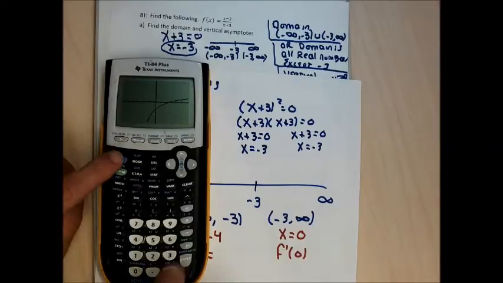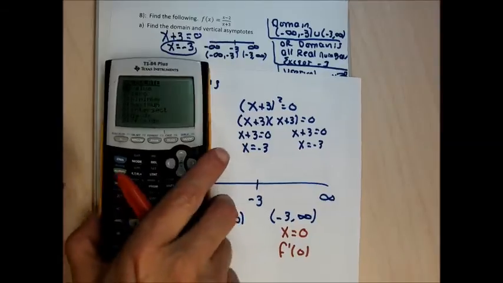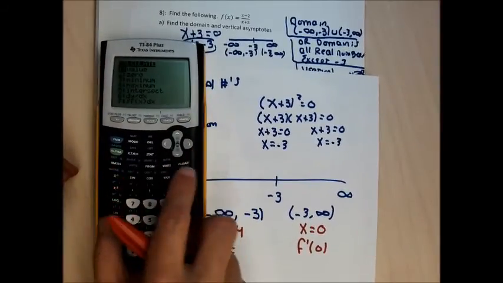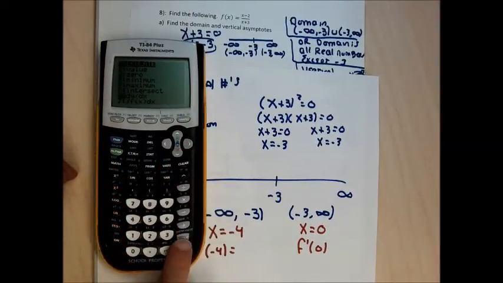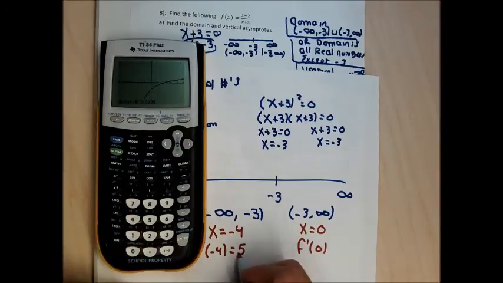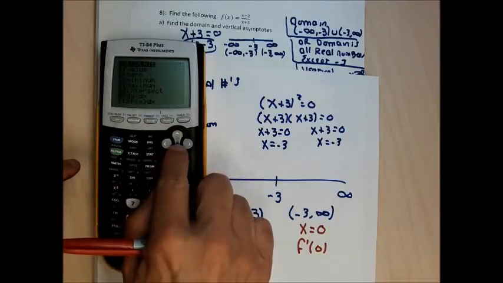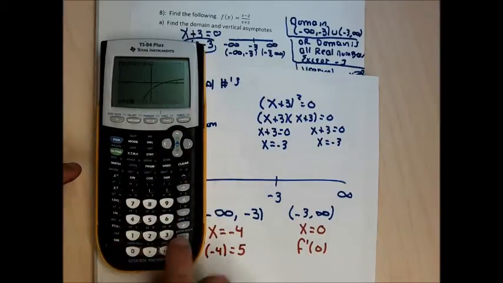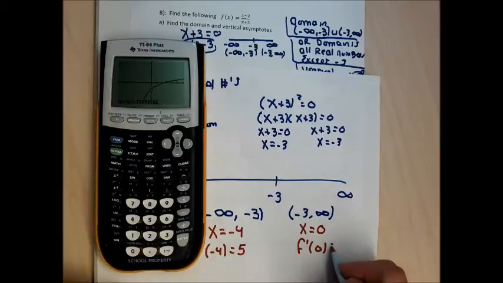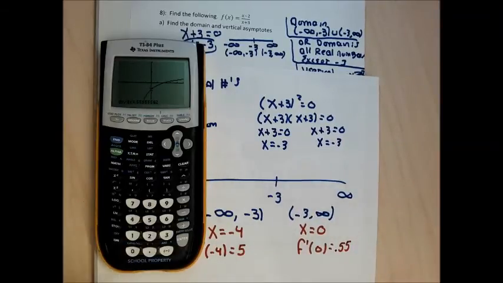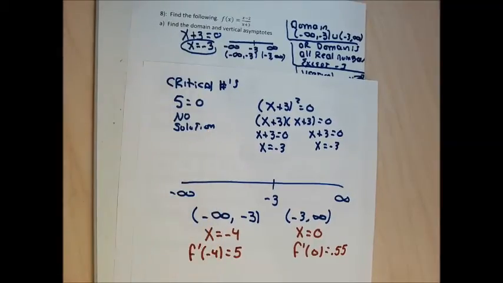But I do care what f prime of -4 is, so I'm going to do second calc value, go down to number 6, type in -4, and I get +5, rounded anyways, and then second calc dy dx, type in 0, and I get 0.55. So that's going to help me answer the increasing, decreasing, maximum, and minimum part.